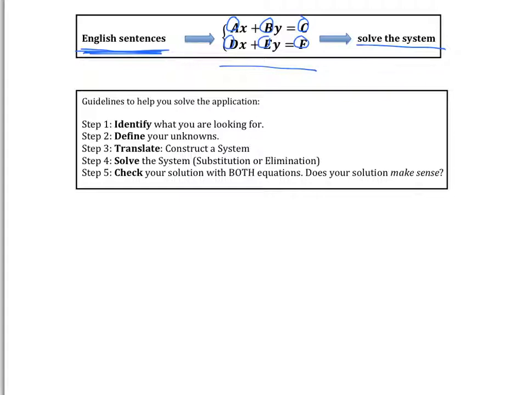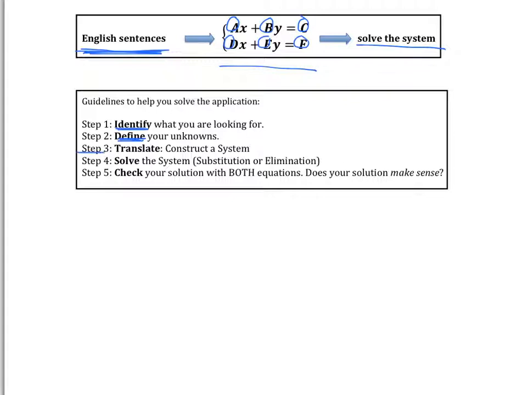And here are just some guidelines to help you solve these word problems. First, make sure you identify what you're looking for. Most of the time students have trouble with word problems because they don't know what they're looking for. So ask yourself, what am I looking for? Step 2, define your unknowns. If you're looking for the number of gallons of gas you're going to put in your car, let X be that number, or N be that number.